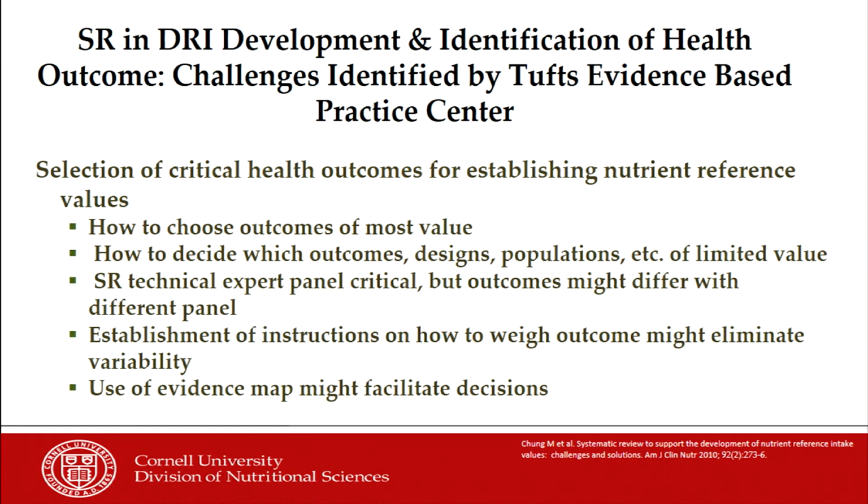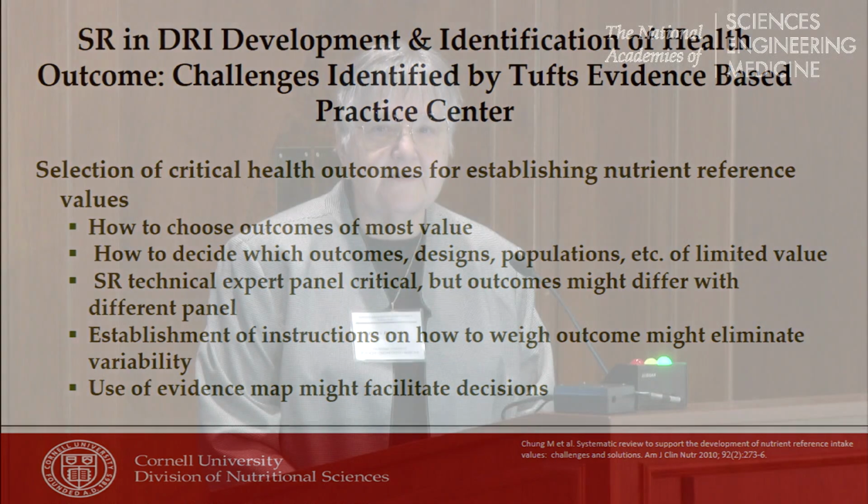One thing that the Tufts Evidence-Based Practice Center suggested was establishing instructions on how to weigh outcomes to eliminate variability in how they're considered. And this might well be useful in special nutritional requirements, but gets very complicated as it might differ for different diseased populations. And that is a challenge.